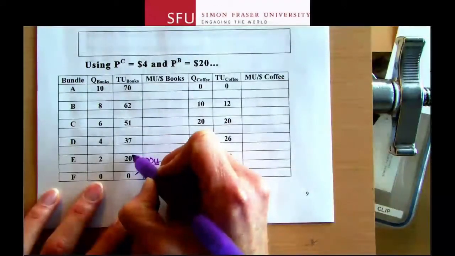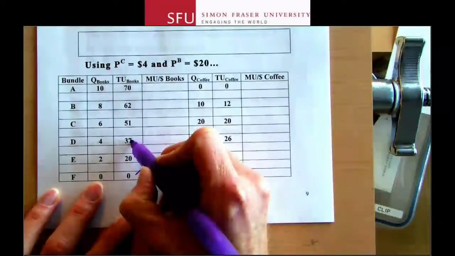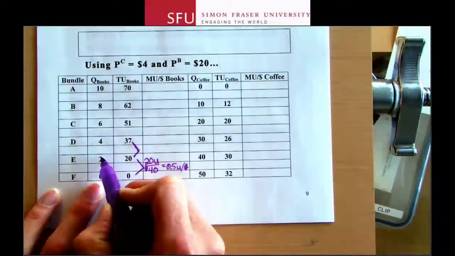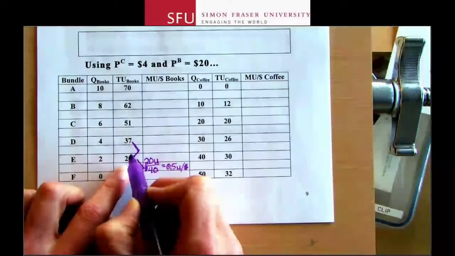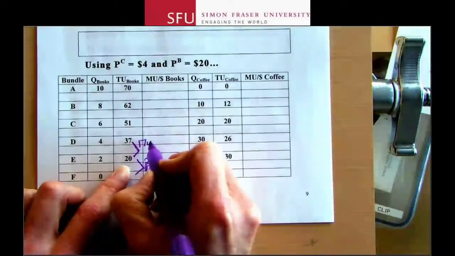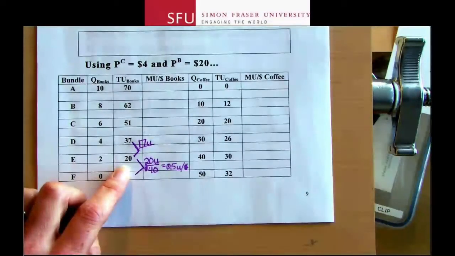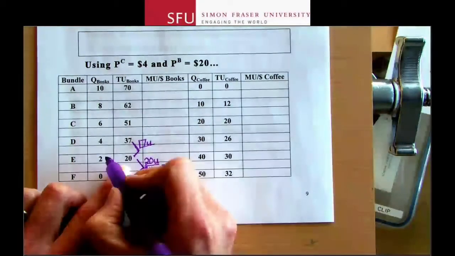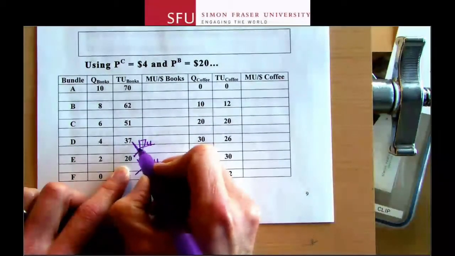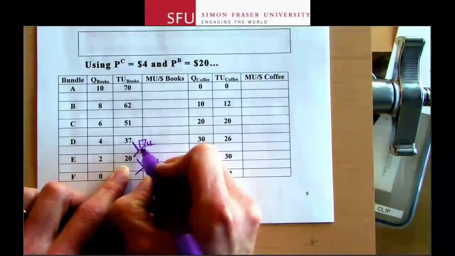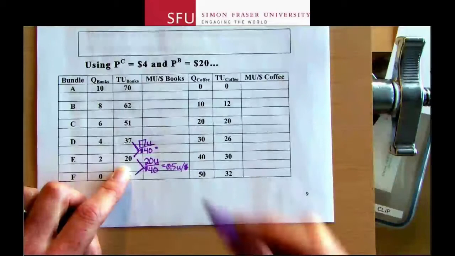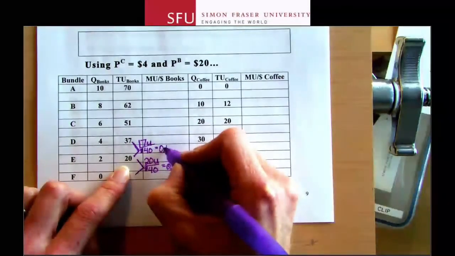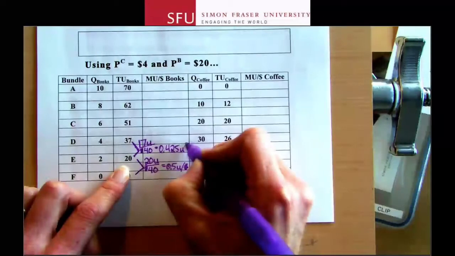Okay, so now going from here to here. So now going from 2 books to 4 books. Those next 2 books will provide an increase of 17 units of utility, divided by the price of the 2 books again, right? So again, we're going by a change of 2 books, which will cost $40. Okay, so 17 divided by 40, so that's 0.425 units of utility per dollar.